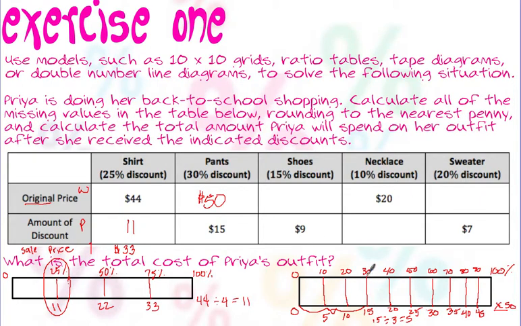So I know that the original price of the pants was $50. Again, I found that because since 30% was equal to 15, and I had those 3 boxes that had a total of 15. So this box plus this box plus this box had to equal our 15. So I know that my 5 plus 5 more plus 5 more would give me 15, telling me that each box had to be worth 5. So 5, 10, 15, 20, 25, 30, 35, 40, 45, 50.